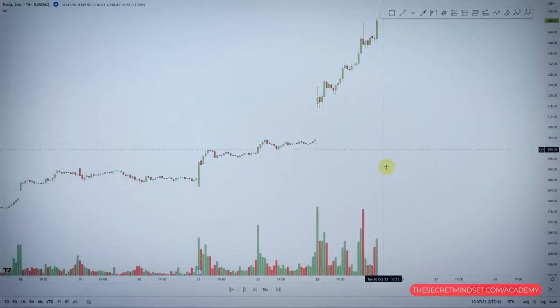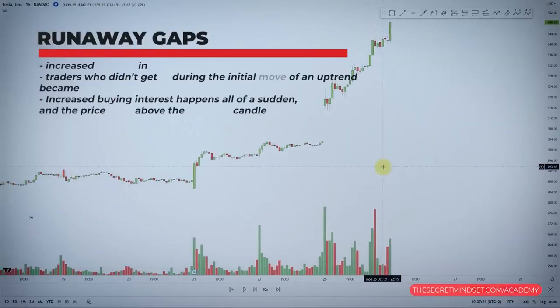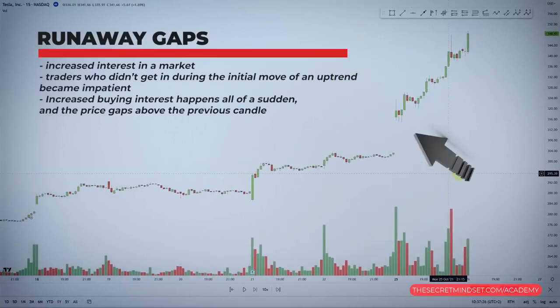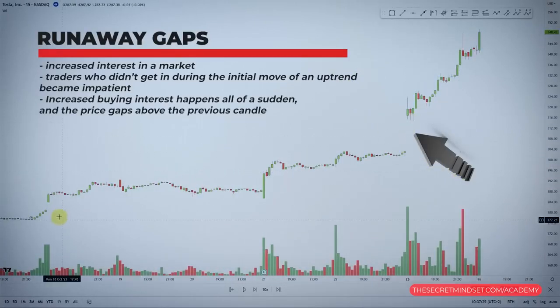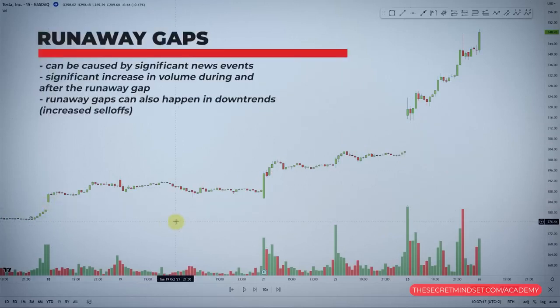Runaway gaps are best described as gaps caused by increased interest in a market. Runaway gaps to the upside typically represent traders who didn't get in during the initial move of an uptrend, and while waiting for a retracement in price, decided it was not going to happen. Increased buying interest happens all of a sudden, and the price gaps above the previous candle. Also, a strong uptrend can have runaway gaps caused by significant news events that cause new interest in the market.